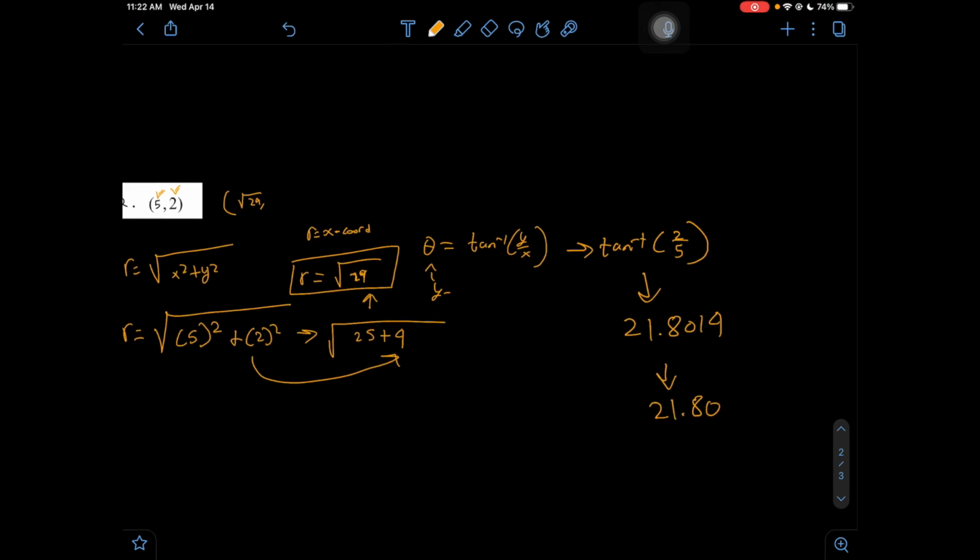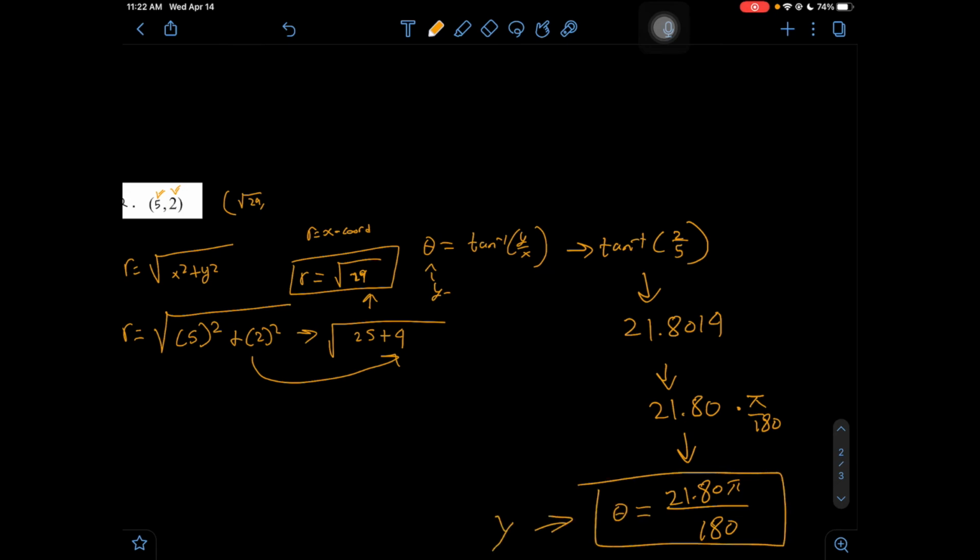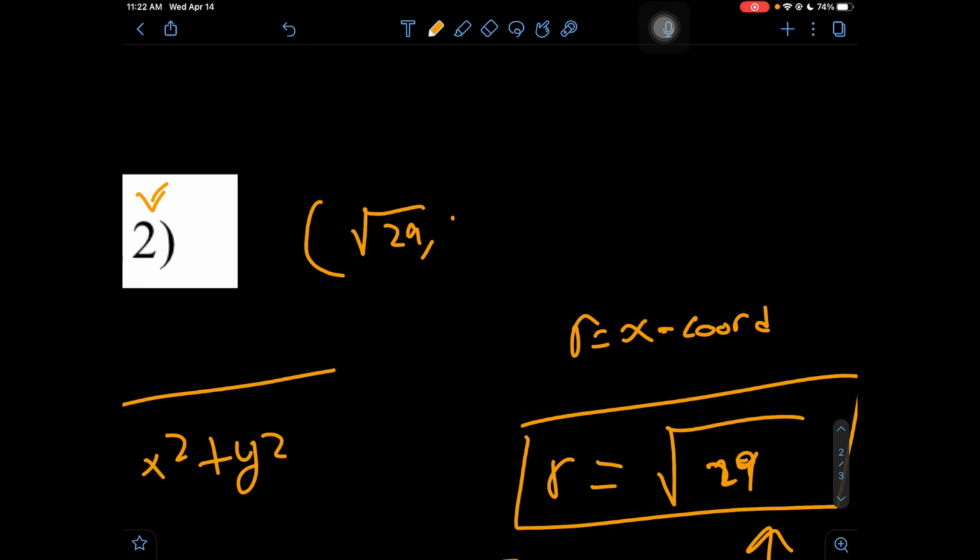I'm going to call that 21.80. Remember, we want it in radians. We multiply by pi over 180. So we should get 21.80 pi over 180 for our theta. And this is our y-coordinate. Let's go ahead and put that into our coordinates. We have 21.80 pi over 180.